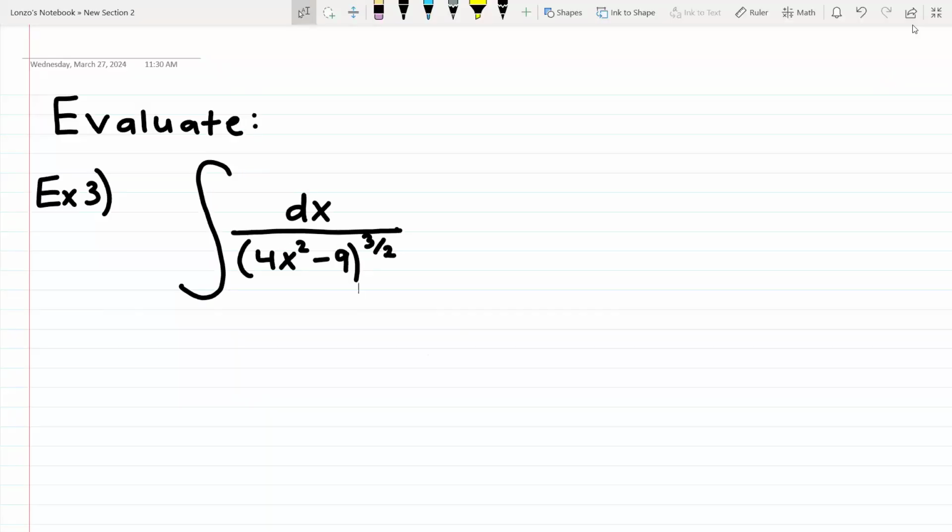Hello. In this video, I will do example 3 of trigonometric substitution. So on this substitution problem, I've got to evaluate the integral of dx over (4x squared minus 9), all raised to the 3 halves. The first step is to figure out the appropriate trig substitution. If you look at the bottom, we have 4x squared minus 9 all raised to the 3 halves, so it's most likely to use this rule.